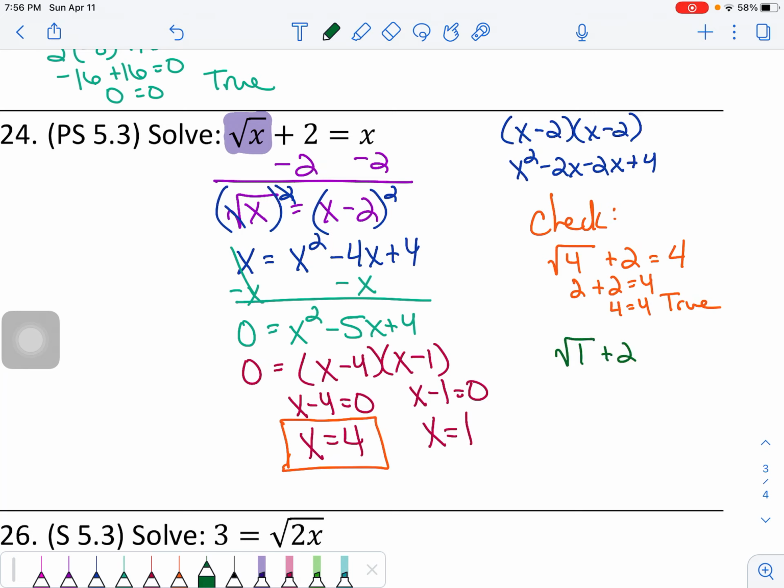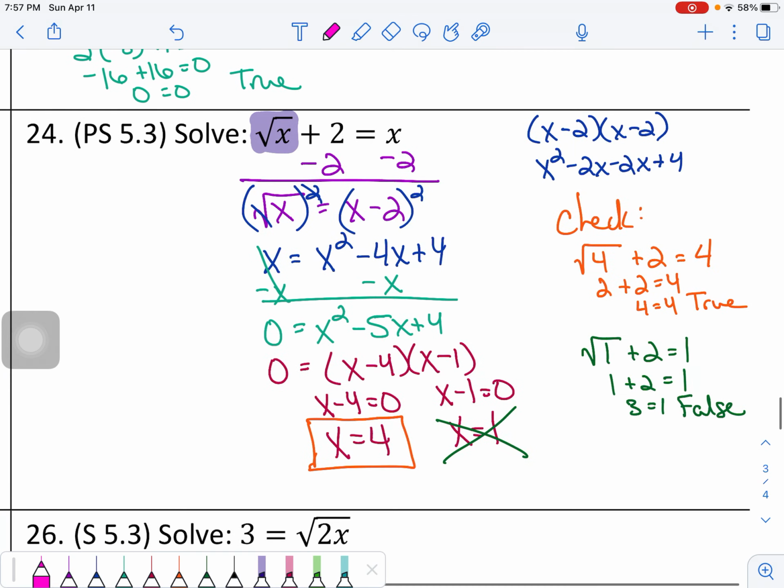So the square root of 1 plus 2 is equal to 1. The square root of 1 is 1, plus 2. So I'm getting a statement that says 3 is equal to 1. That is false. All right, 3 is not equal to 1 no matter what, which means that x equals 1 is called an extraneous solution. Eliminate it. Just get rid of it totally.